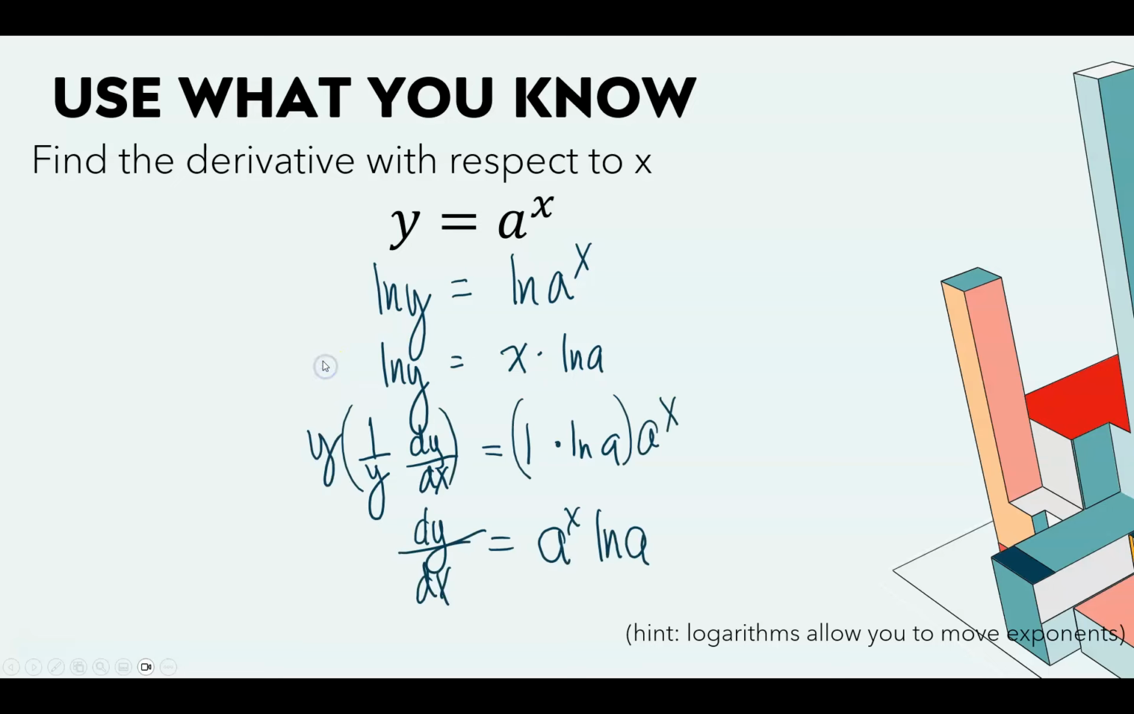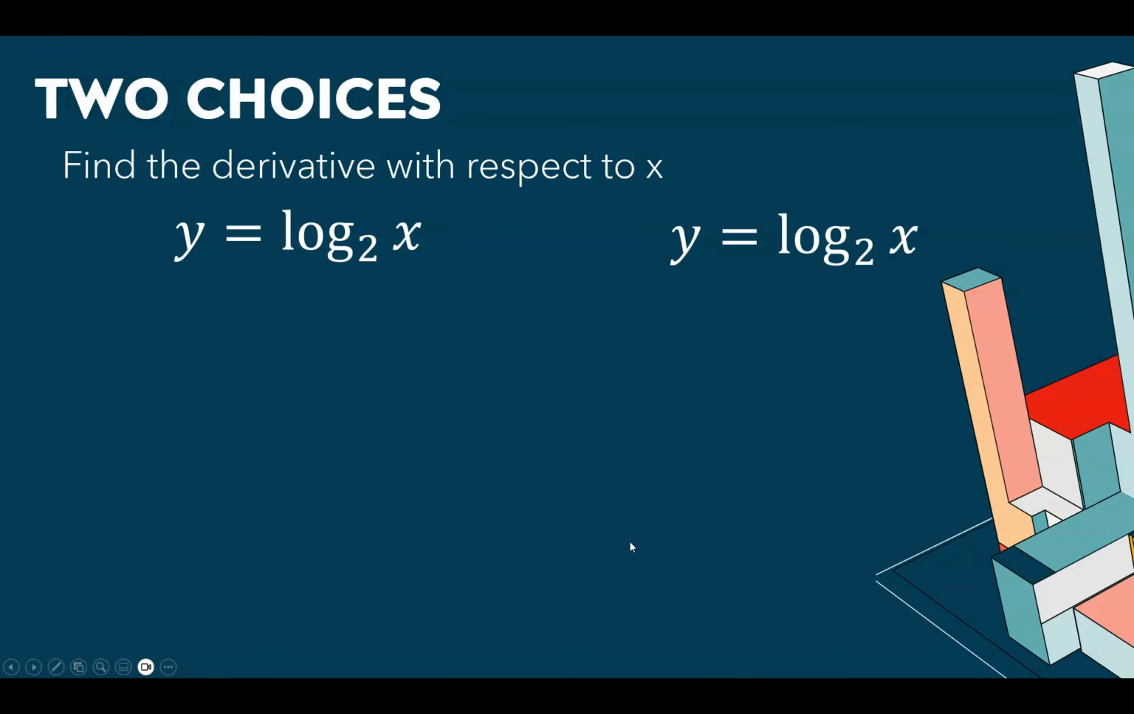Multiply both sides by y. And the derivative of a to the power x is a to the power x natural log of a. Cool. Only one more derivative rule to go, and that's logarithms with a base other than e. So one way to go is to just use change of base formula.